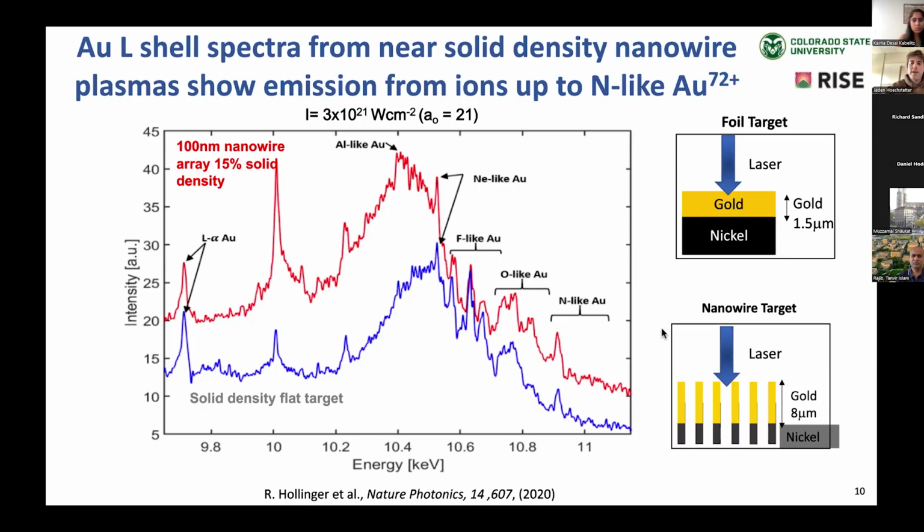And for this experiment, the nanowire targets were 8 microns of gold on top of 1.5 microns of nickel nanowires. And then the foil targets were 1.5 microns of gold on top of 1.5 microns of nickel flat. And you can see the X-ray emission is a lot stronger for the nanowire arrays than it is for the flat target.